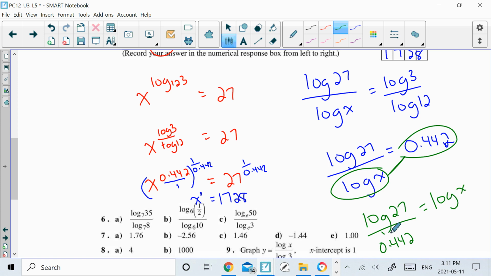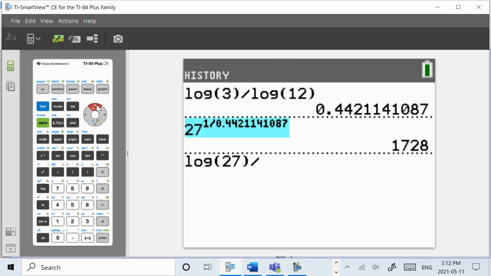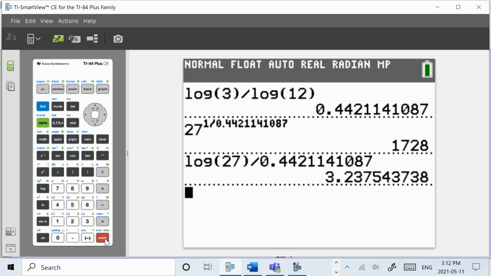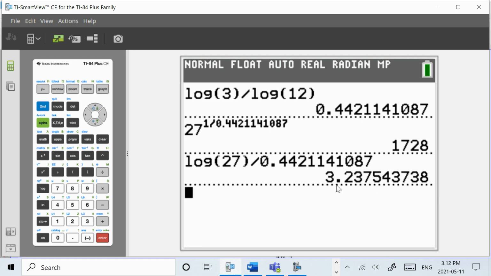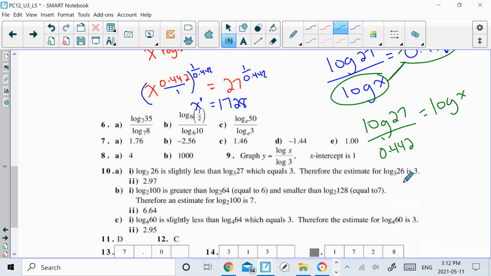I need to figure out what this is on my calculator. So the log of 27 divided by that 0.442 would give you this number here, 3.237, is equal to the log of x.